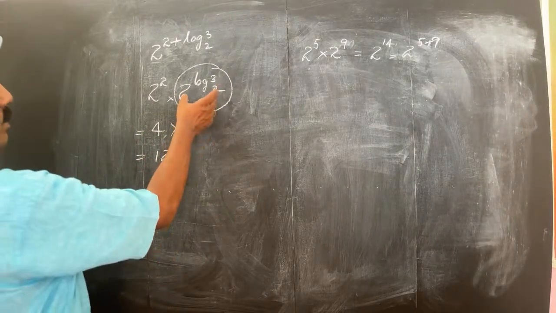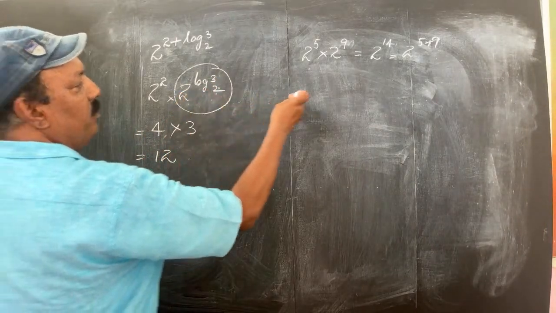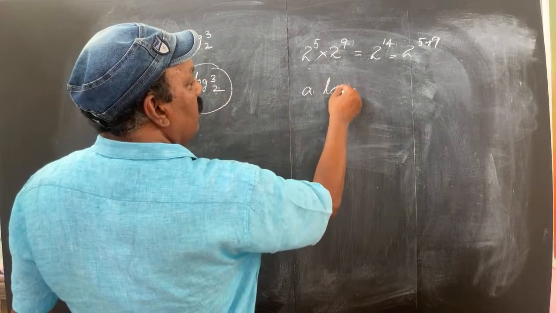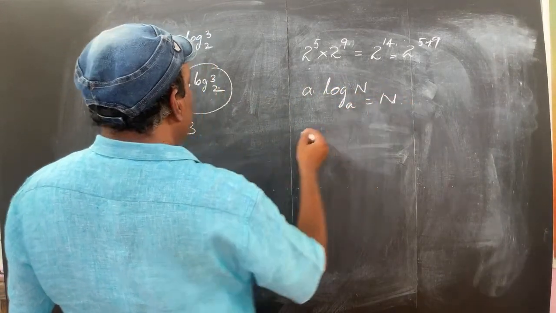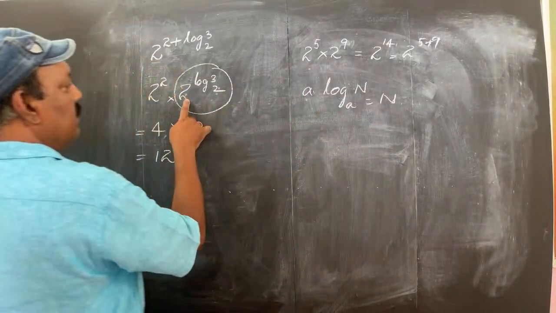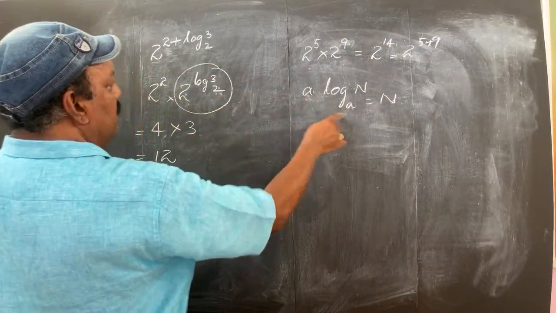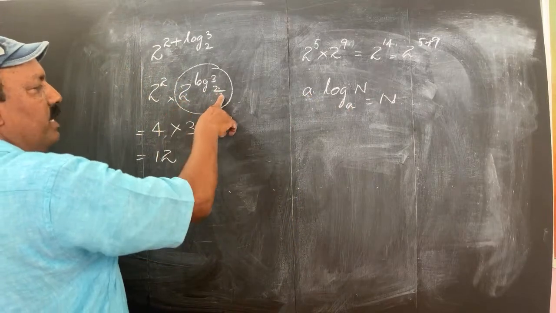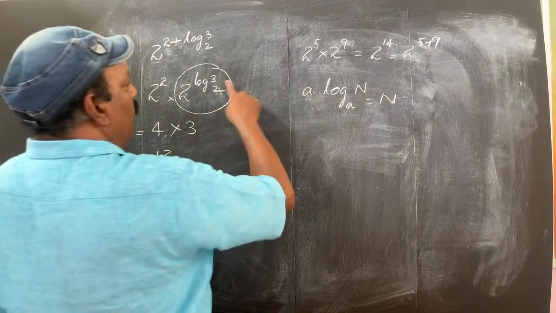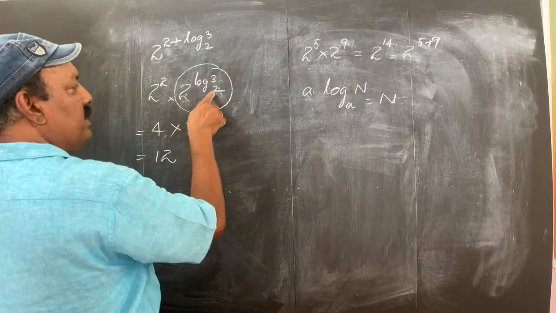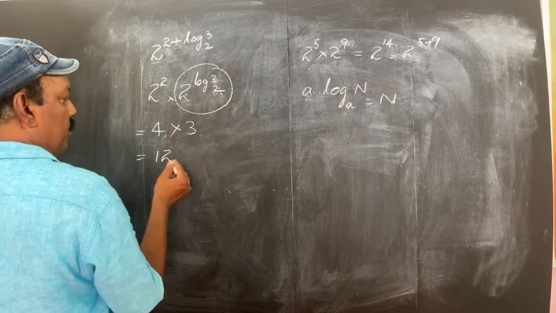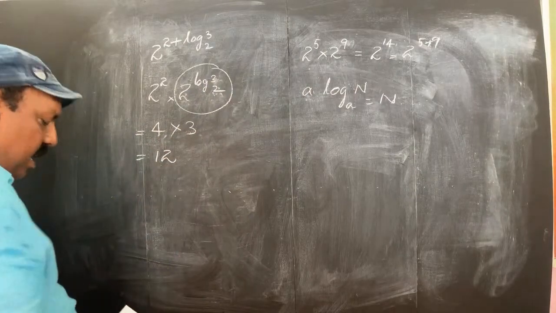How this is calculated: because this is one formula, a to the power of log n base a is equal to n. That means here the character and base are the same. The character is 2, the base is 2, and the value of the log is 3. So that is the reason, whenever the character and base are the same, whatever the value is there, 3, that will come here. Four times 3 is 12. This is the answer for that one.